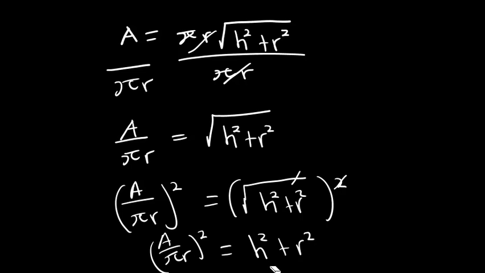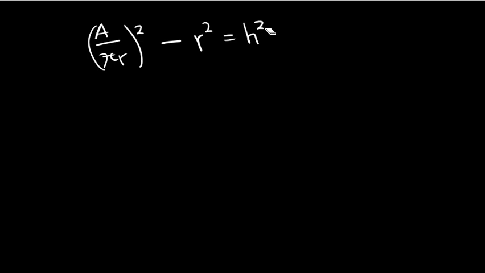Now the h, which is squared here, is not under a root sign. In that case, we can make sure that the h squared stands alone. So in that case, let's shift the r squared to the other side of the equal to sign. So in this case, we are going to have A over pi r all squared minus r squared being equal to h squared.